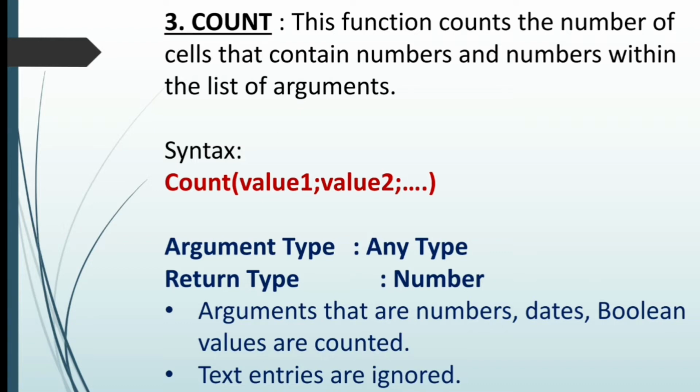Arguments that are numbers, dates, boolean values are counted because when we are calculating, the dates are converted to the numbers only. So all the numbers, dates and boolean values are counted because while calculation, boolean values are also converted to numbers, TRUE to 1 and FALSE to 0. So all these things, that is numbers, dates and boolean values, can be converted to some number. So these are counted in the function COUNT. If there are certain text entries, they are ignored.